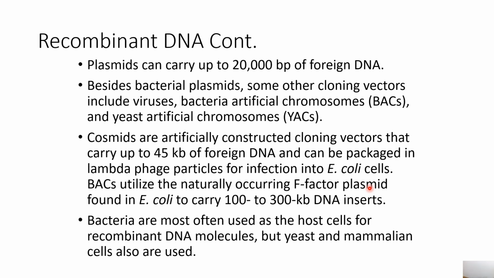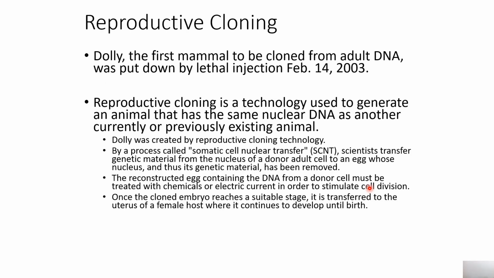Now, bacteria are most often used as the host cells for recombinant DNA molecules, but yeast and mammalian cells are also used. Now, Dolly, the first mammal to be cloned from adult DNA, was put down by lethal injection in 2003. Reproductive cloning is a technology used to generate an animal that has the same nuclear DNA as another currently or previously existing animal. Now, Dolly was created by reproductive cloning technology.